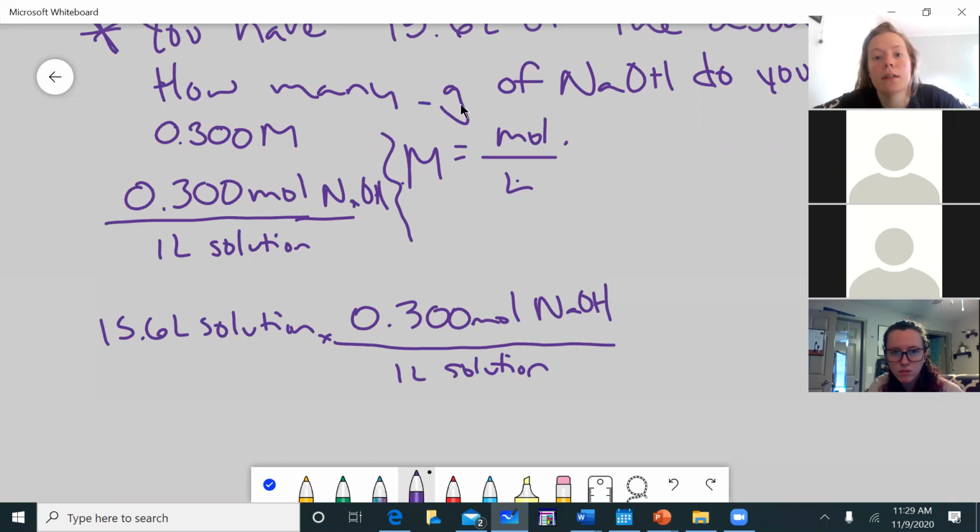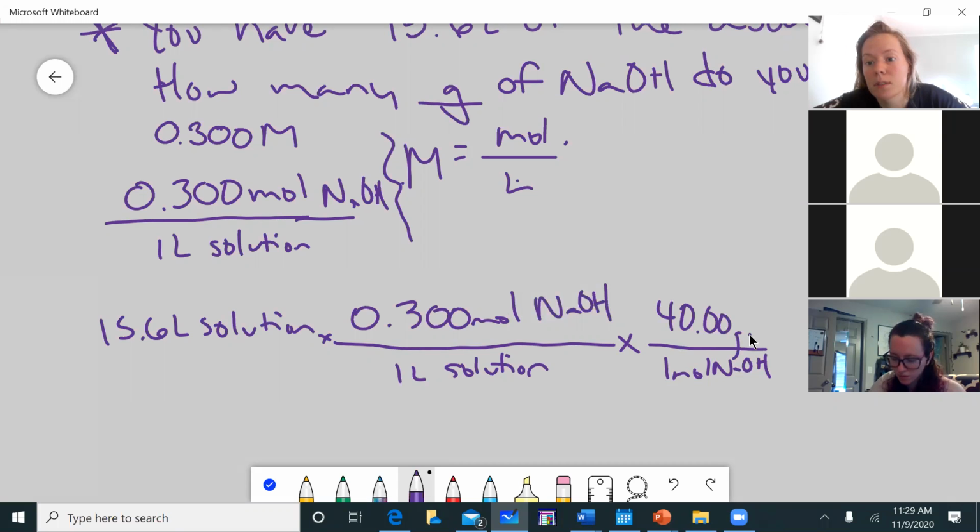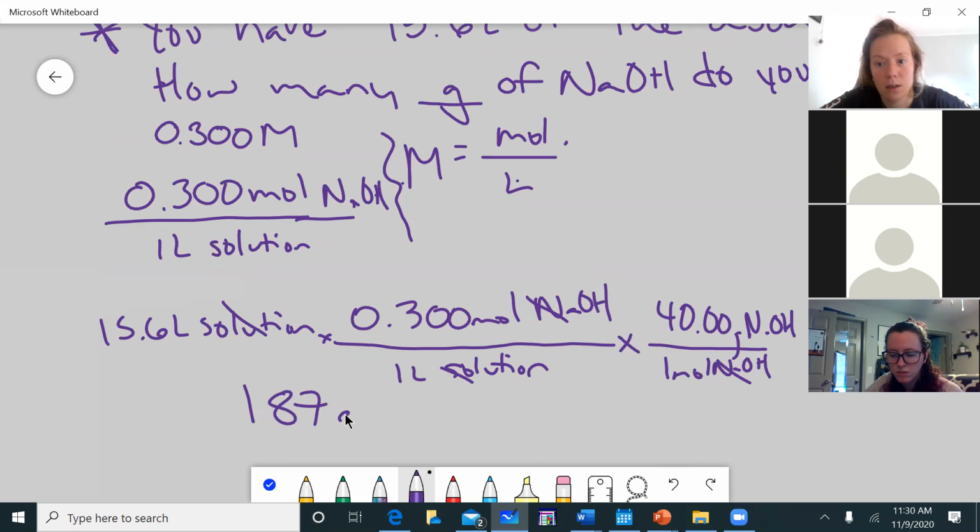Now the problem doesn't want it in moles, it wants it in grams. So I'm going to convert this into grams. For every 1 mole of NaOH, it's roughly 40.00 grams of NaOH. The moles will cancel, the liters will cancel. If you did this problem and you stopped here and then you solved this after the fact, that's okay. I just chained them together. So 15.6 times the 0.300 times the 40 divided by 1. Okay, so we should end up with 187 grams of our NaOH.